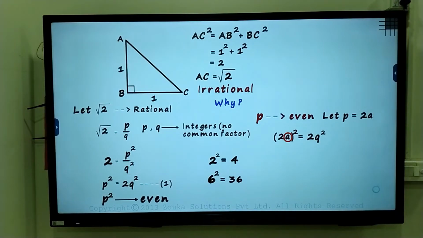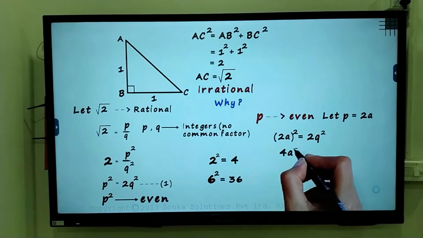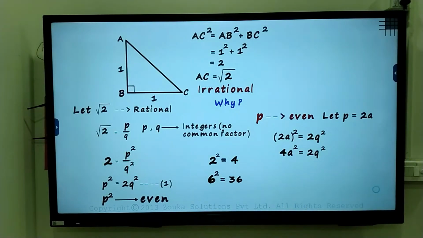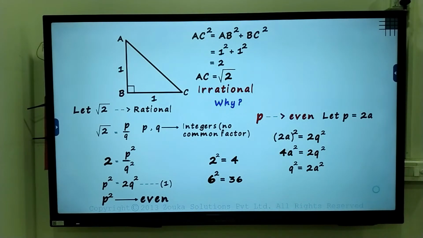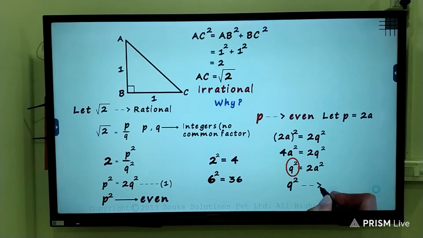a can be any constant. Opening the brackets, we get 4a squared equals 2q squared. Cancelling out the common factors, we get q squared equals 2a squared. Observe the right hand side. It's 2 multiplied by something, which means that q squared is also even, which means that q is also even.